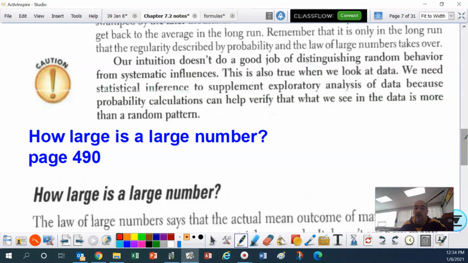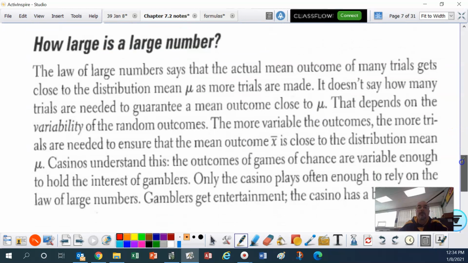Okay, how large is a large number? Page 490. The law of large numbers says that the actual mean outcome of many trials gets close to the distribution mean mu as more trials are made. It doesn't say how many trials are needed to guarantee a mean outcome close to mu. That depends on the variability of the random outcome.